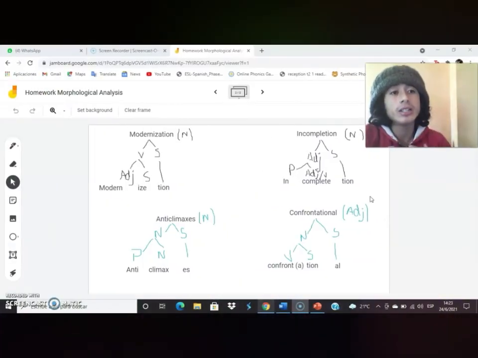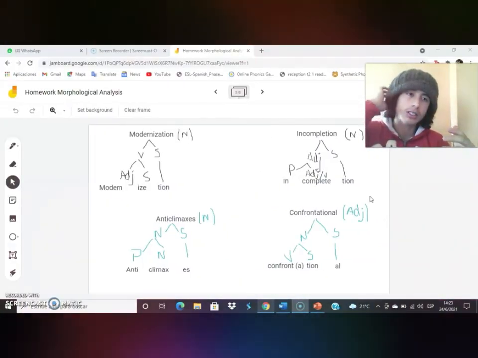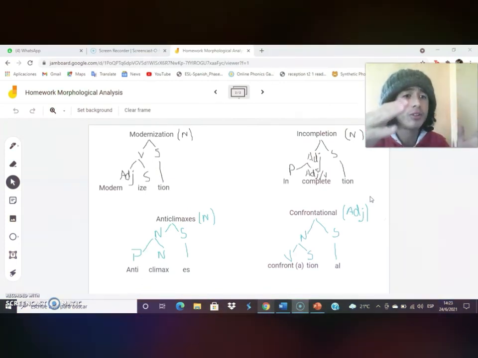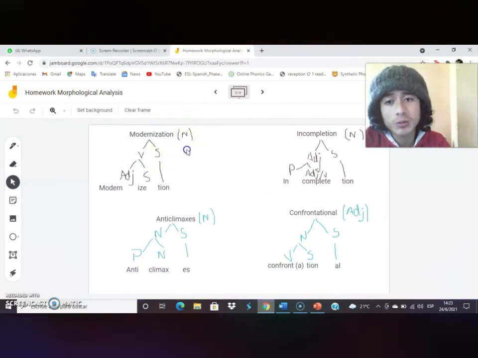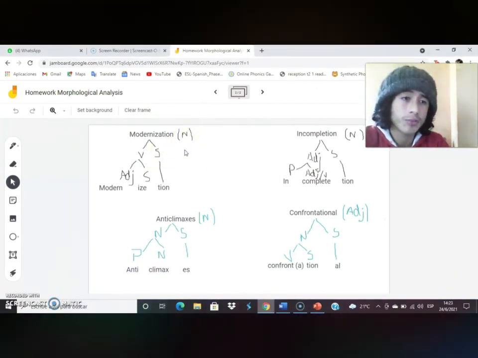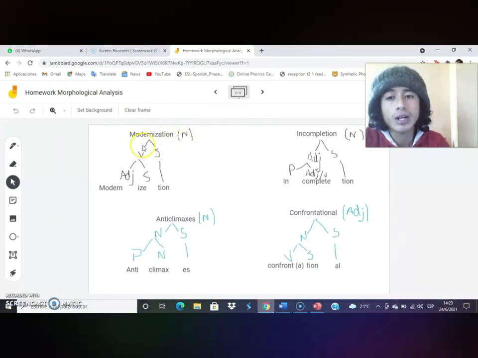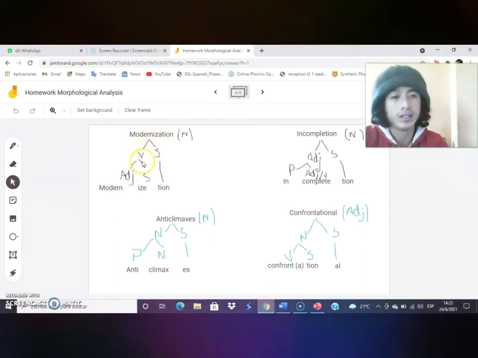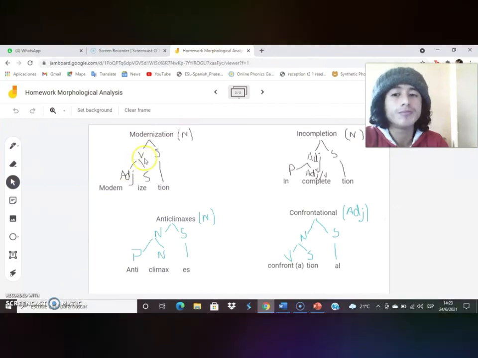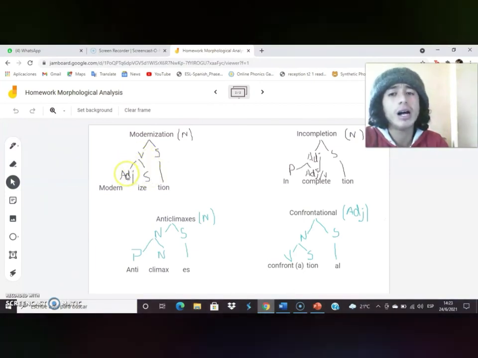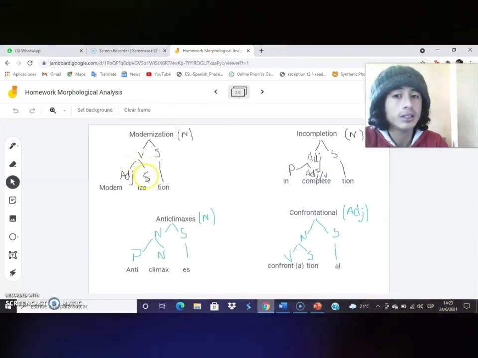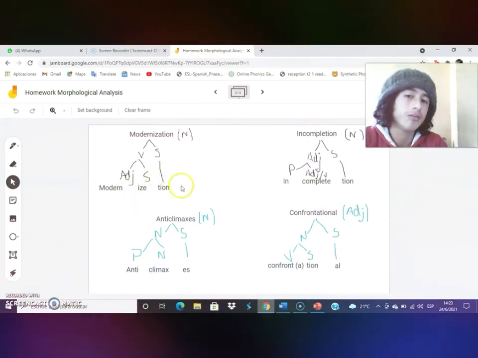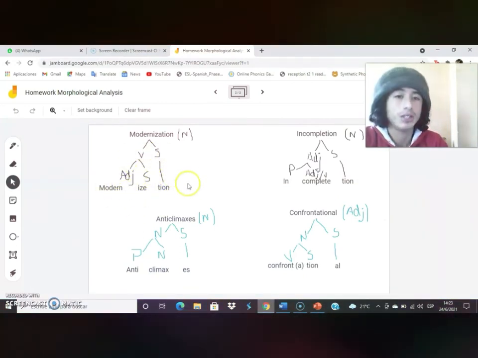Another interesting part in morphological analysis is to know how to do a correct morphological analysis. For example, as you can see here, we have the word modernization, which is a noun, and we can divide it into a verb and a suffix. So we have the verb modernize. The verb can be analyzed at the second level as an adjective and a suffix. We have the adjective modern, the suffix "ize", and the suffix "tion", modernization.